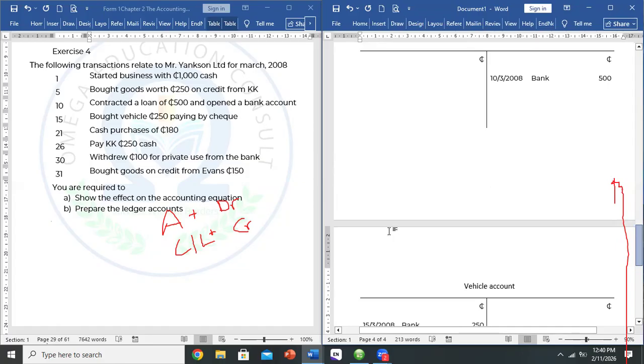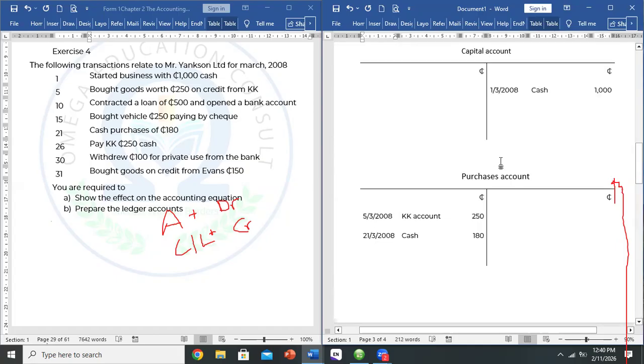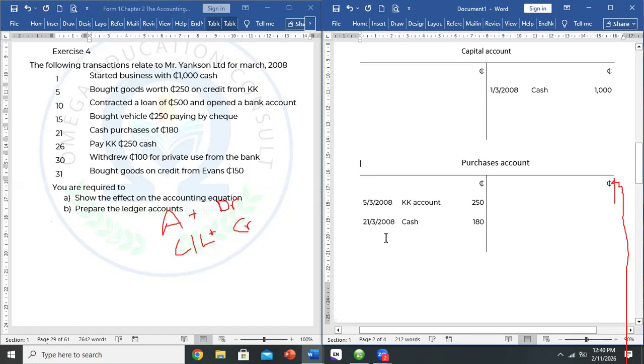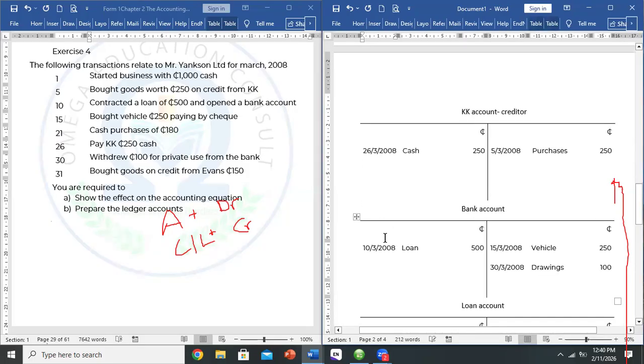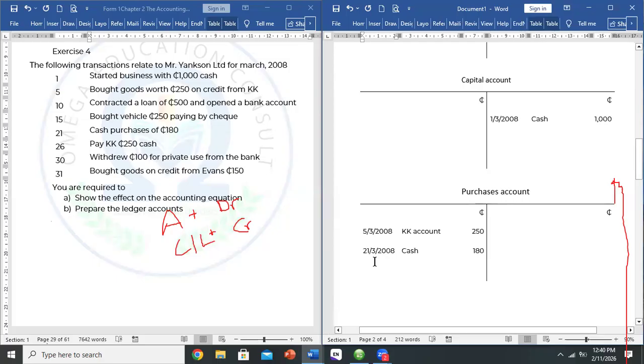Oh, sorry, my keyboard was not responding. Oh, because I sang for David now. 31st March 2008. So in the purchase account, we debit, and that'll be Evans. And then the amount is 150.